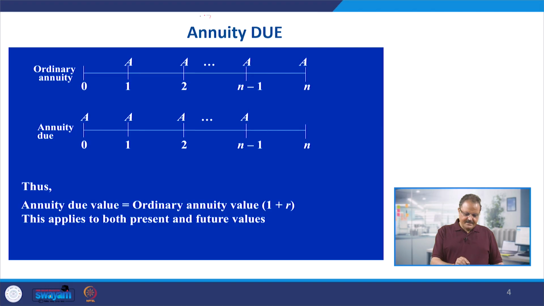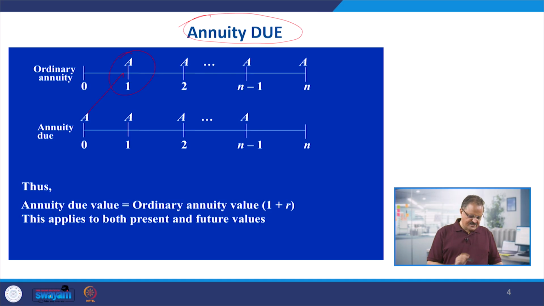Now before closing the discussion on the annuity, we will learn about something called the annuity due, or maybe the two structures. One is called the ordinary annuity and one is called the annuity due. If you see the difference in these two structures, here the cash flow is occurring to us at the end of the first year, that is at the end of year 1 and maybe the beginning of year 2.